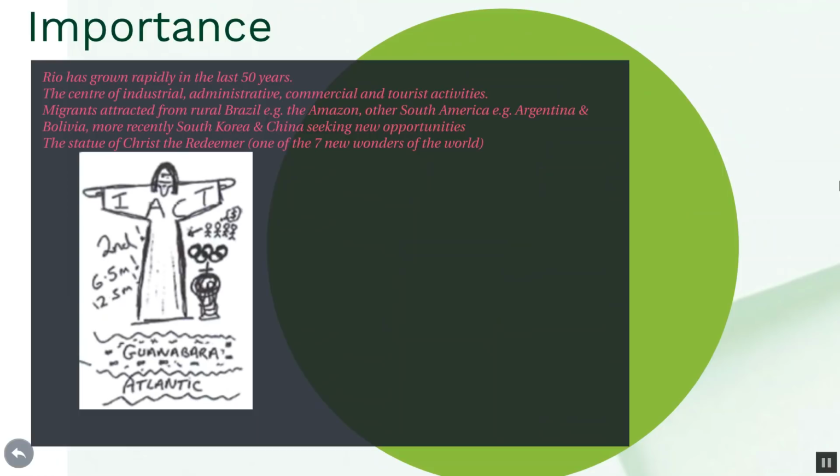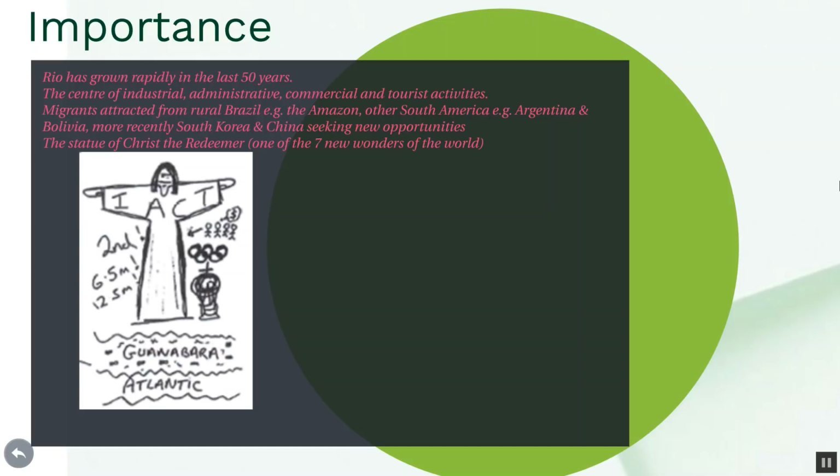Rio has grown rapidly in the last 50 years. The IACT stands for the fact it is the centre of industrial, administrative, commercial and tourist activities. If you're not sure what administrative means, that's basically to do with all the organisation of the country. So lots of offices and jobs related to that in Rio.